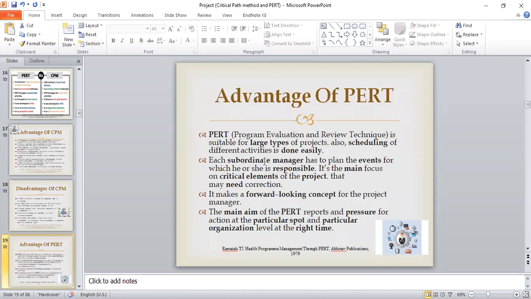Advantages of PERT. PERT is project evaluation review technique. It is suitable for large types of projects, and scheduling of different activities is done easily. Each coordinate manager has to plan the events for which he or she is responsible. The main focus is on critical elements of the project. It makes a forward-looking concept for the project manager. The main aim is project report and pressure for action at the particular spot and particular organization at the particular time.